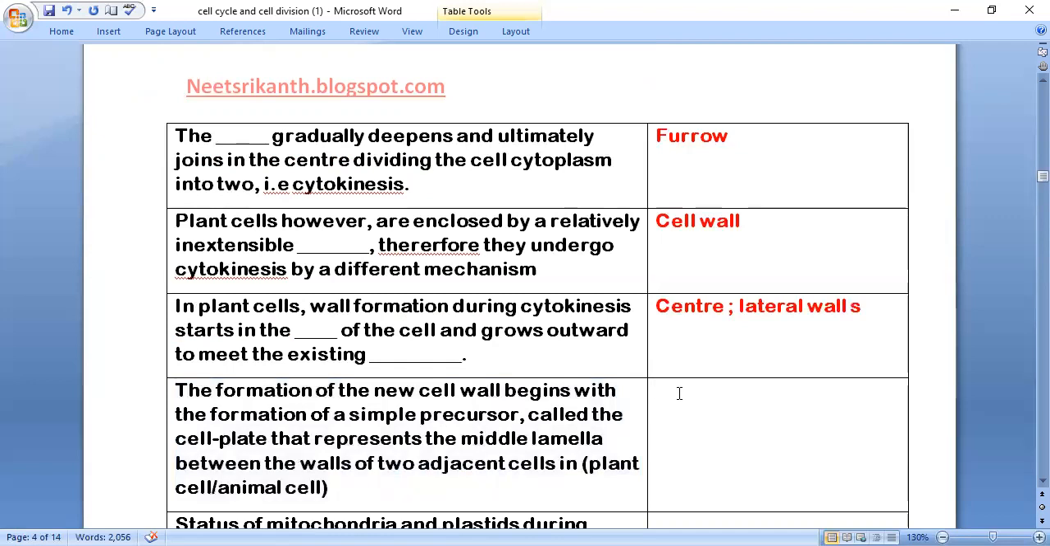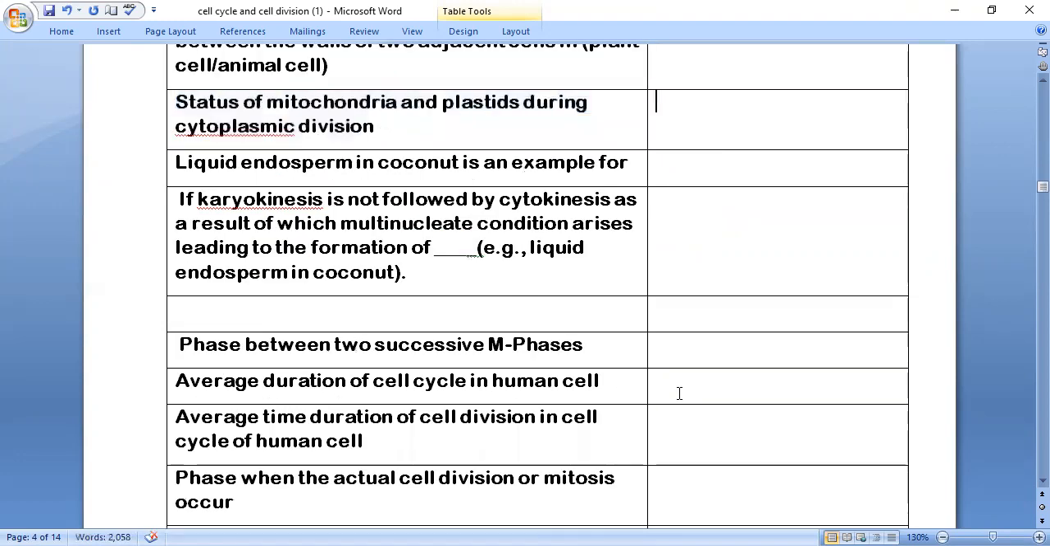The formation of the new cell wall begins with the formation of a simple precursor called the cell plate, that represents the middle lamella between the walls of two adjacent cells, that is in plant cells. Mitochondria and plastids, during cytoplasmic division, get distributed between the two daughter cells.